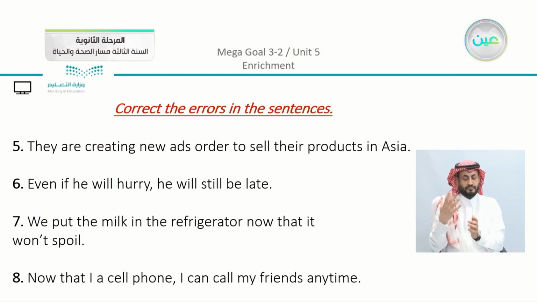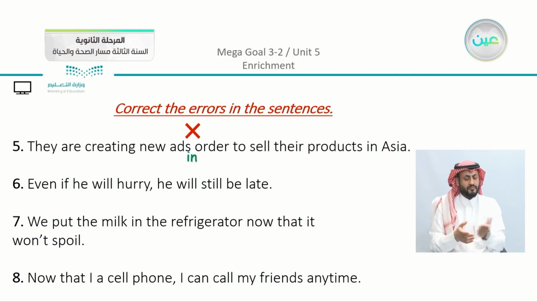Number 5, they are creating new ads order to sell their products in Asia. So there's something missing here. To read it again, we can see that we have, yes, there is something missing, and we're going to add in order to sell. We have number 6, even if he will hurry, he will still be late.